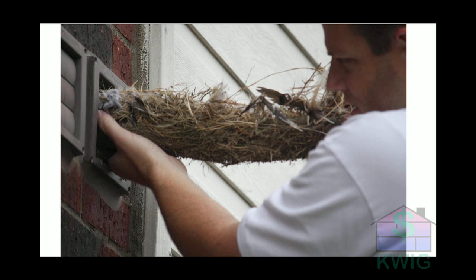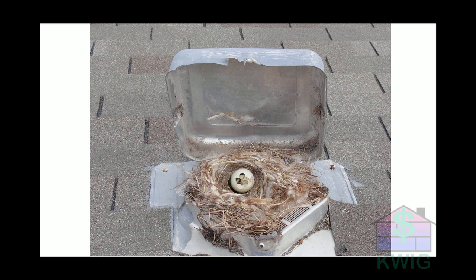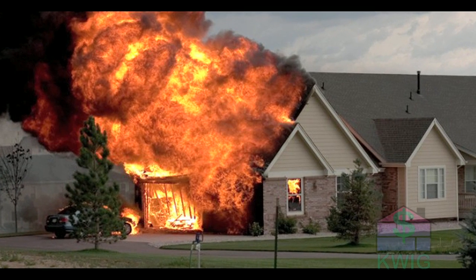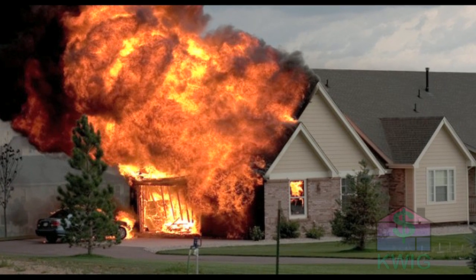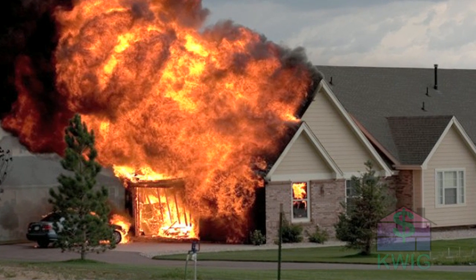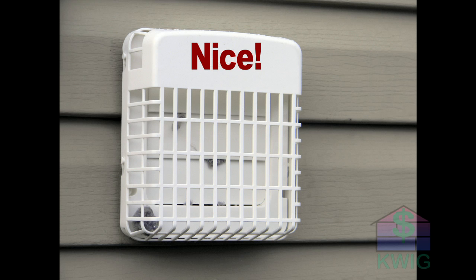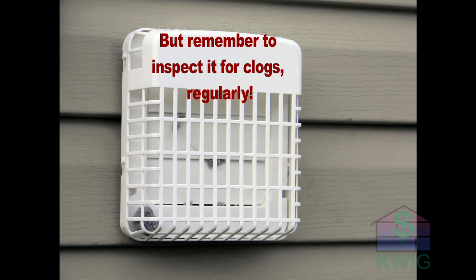And sometimes animals will take advantage of the warm conditions and build nests, which will increase the risk of a clog. In the USA, 20,000 fires a year are attributed to dryer lint. A properly vented dryer uses a metal duct and goes from the dryer directly to the outside of the house. An exterior vent that has a closing flap on it is the best choice.